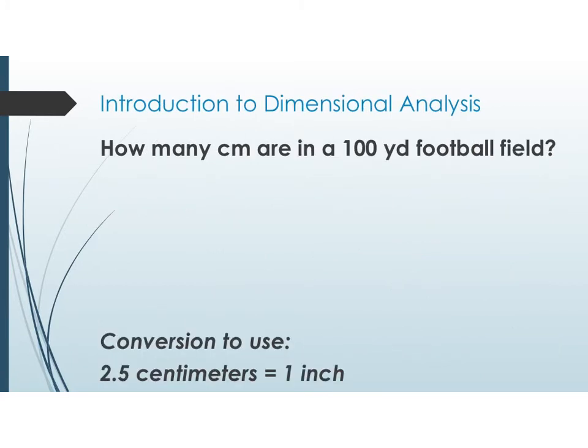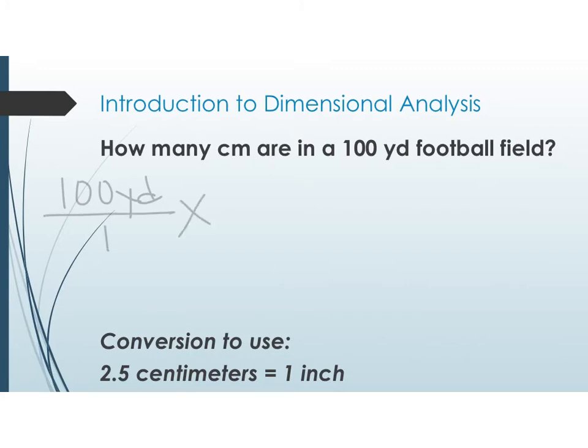This one says, how many centimeters are in a 100-yard football field? Okay, so this is my given. I'm going to set that over 1. I take note of how many sig figs I have. Hopefully we're thinking that we have 1 sig fig here. These 2 zeros are just placeholders. This one is my significant digit. If I only have 1 significant digit in what was given to me, then I can only have 1 significant digit in my final answer. So I'll go ahead and put 100 yards over 1.